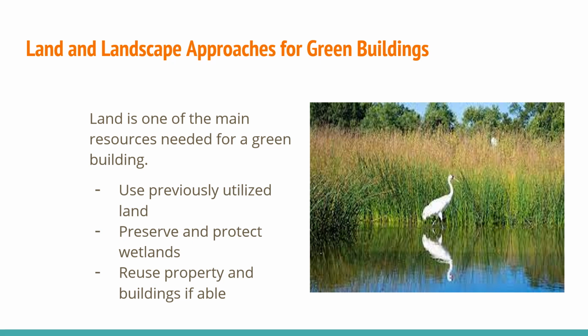Land is one of the main resources needed for a green building, and we're looking at three main goals. We're going to try and use previously utilized land, preserve and protect wetlands and other uncontaminated green lands, and we're looking to reuse property and buildings if able. It's one thing to demolish a lot and build something new on there, and it's another to just reuse the old building and retrofit it for what you need it for.